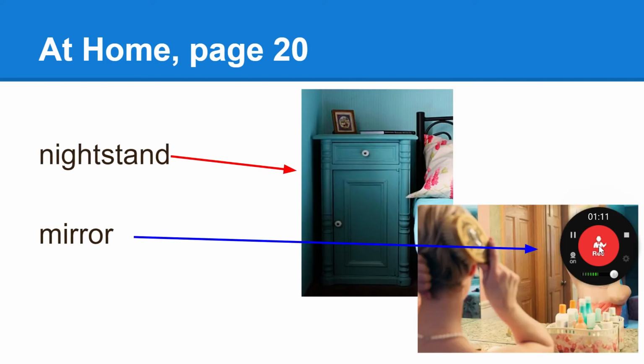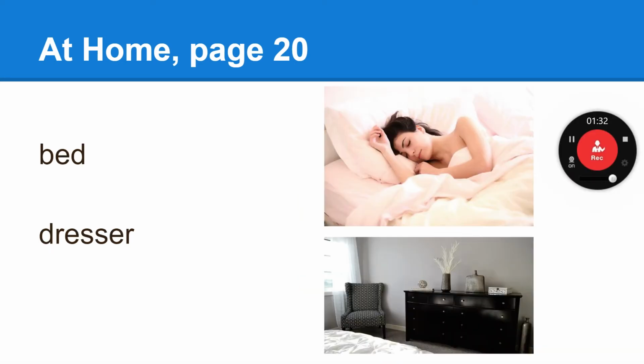Nightstand. It's a small table that goes next to your bed. Mirror. It's what you look at when you're combing your hair or doing something so you can see yourself. Bed. It's where you lay down and you sleep at night. Dresser. It's where you put your clothes.